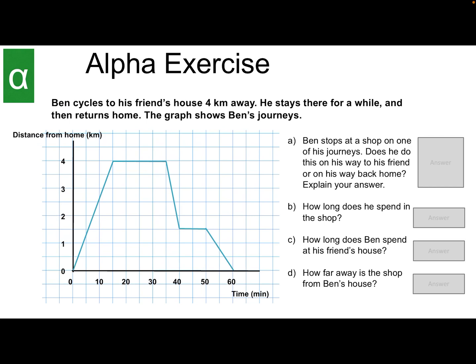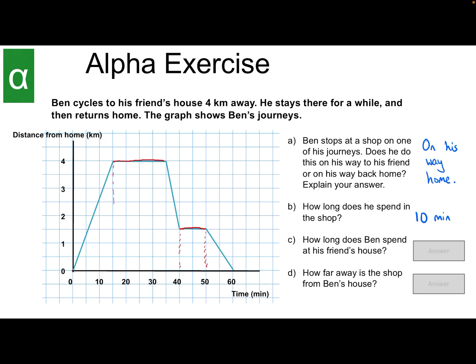Well, clearly this is where he stays with his friend. This is where he stops in the shop. So he's done that on his journey back. Okay, so it's on his way home. How long does he spend in the shop? That should be easy. He got there after 40 minutes and left after 50, so he must have spent 10 minutes.